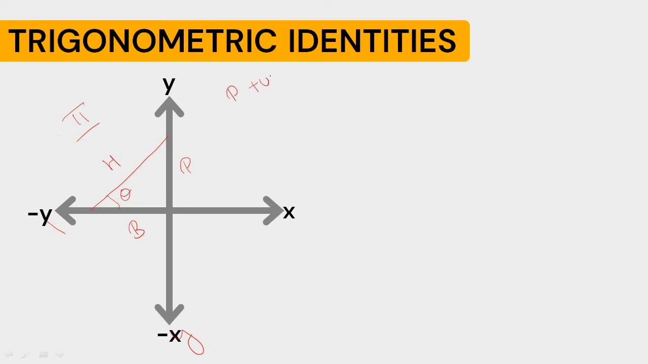Perpendicular we see is positive, base we see is negative. And what is the hypotenuse? Hypotenuse is equal to the square root of perpendicular square plus base square, which means it will come positive, because if we do the square of a negative, it will come positive. Then overall hypotenuse is also positive.